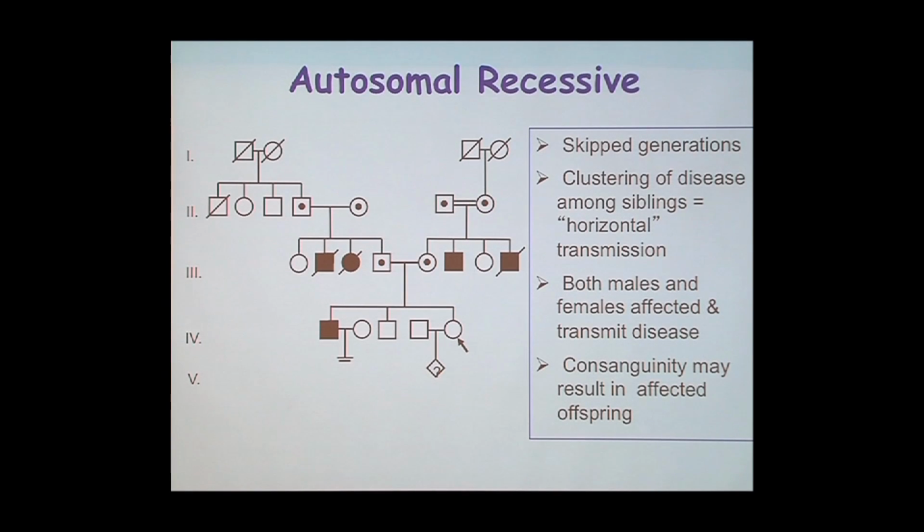These two individuals are first cousins, and they happen to both be carriers for the same mutation, and they end up having two children that are affected with that disorder. So when I say down here, consanguinity may result in an affected offspring, it's because these individuals tend to have more of their genetic background in common, so you more often see genetic disorders show up in a family that has a consanguineous marriage.